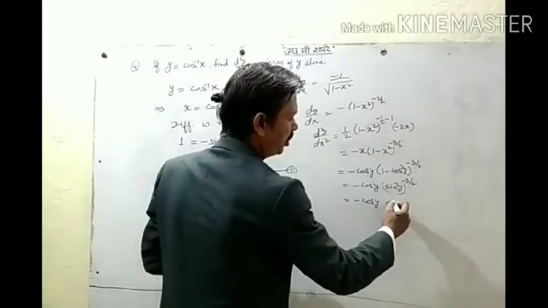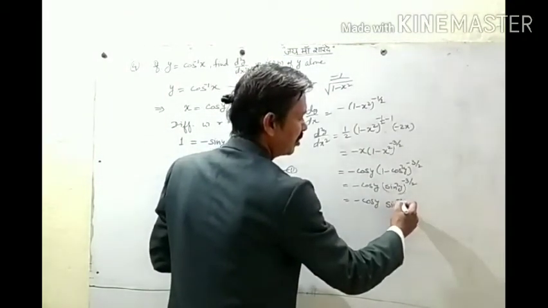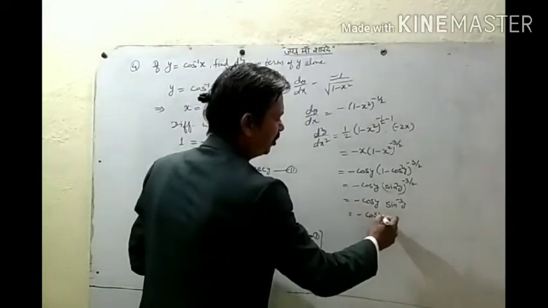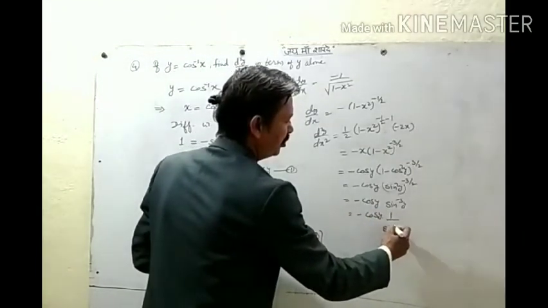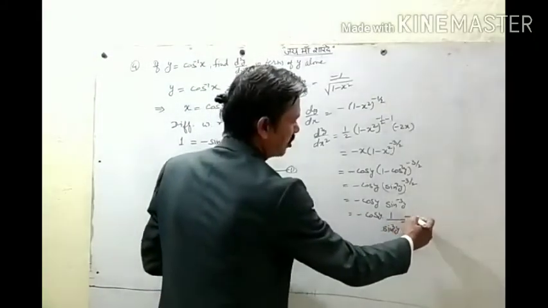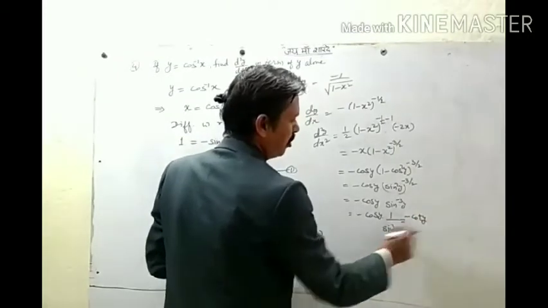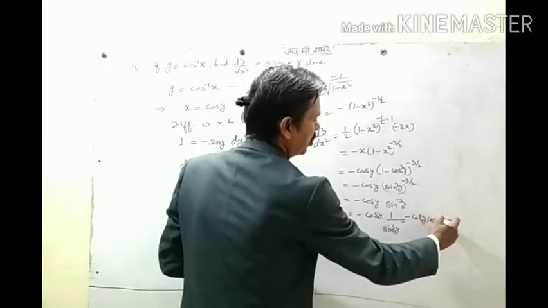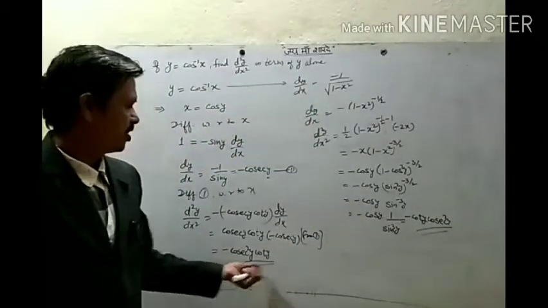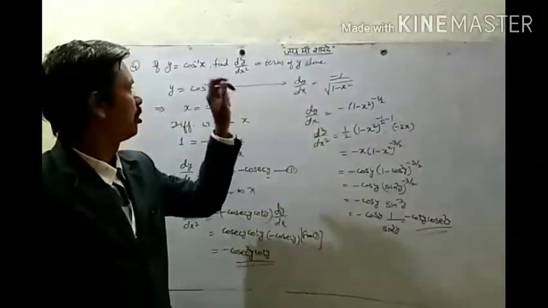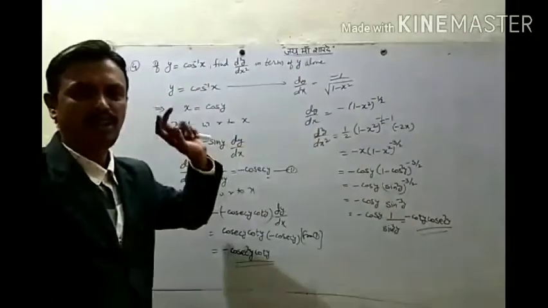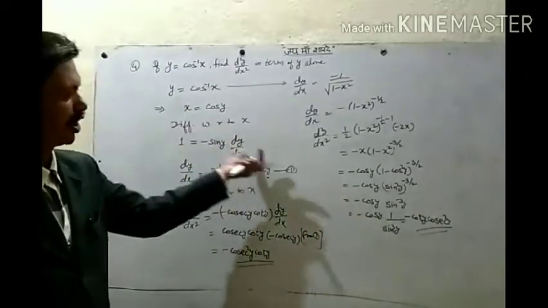It will be sin power minus 3, or you can write 1 by sin cube. So 1 sin, if you give to cos, we get minus cot, and sin square will remain, that becomes cosec square y. So minus cot y cosec square y is the second derivative of y equal to cos inverse x, free from x. So this also you can choose. So two options we have, you can choose any one.